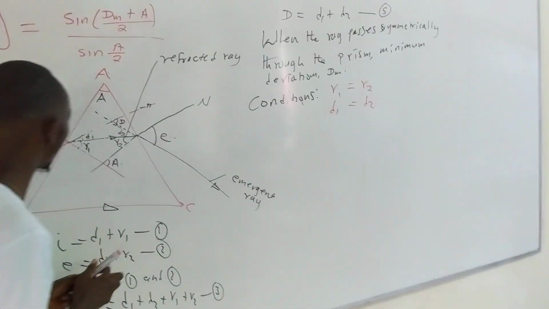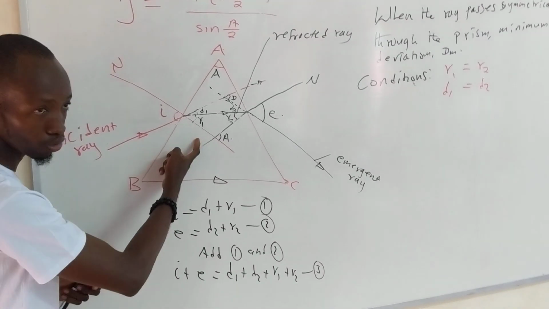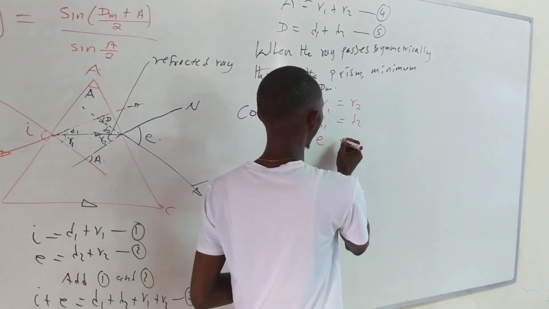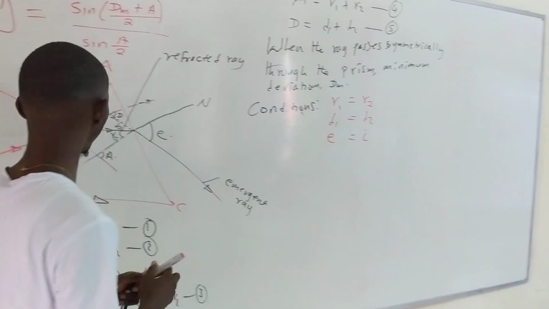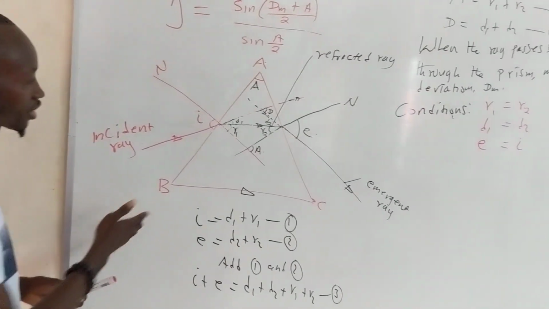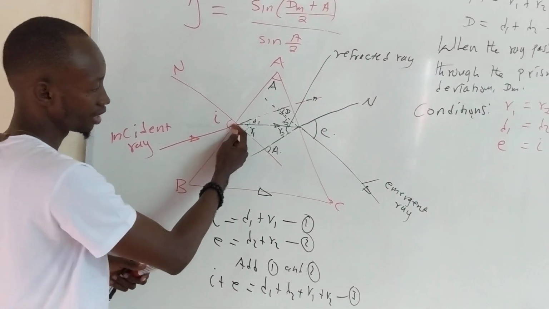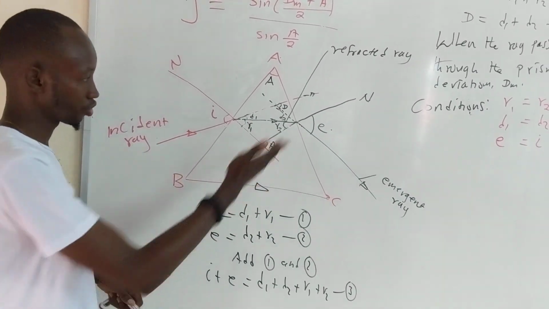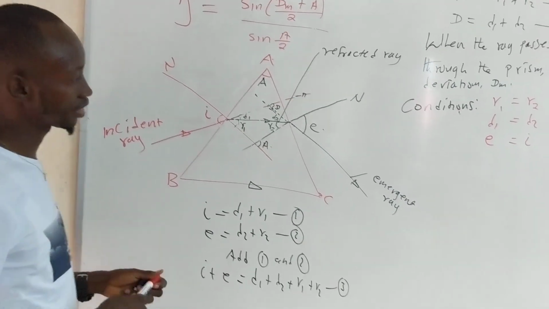The next point again, the angle which goes into the surface, which is I, must be equal to the angle which leaves the surface. So E equals I. So these are the conditions. When the ray passes symmetrically through the prism, this refracting angle must be parallel to this. So that shows that the ray is symmetrical.